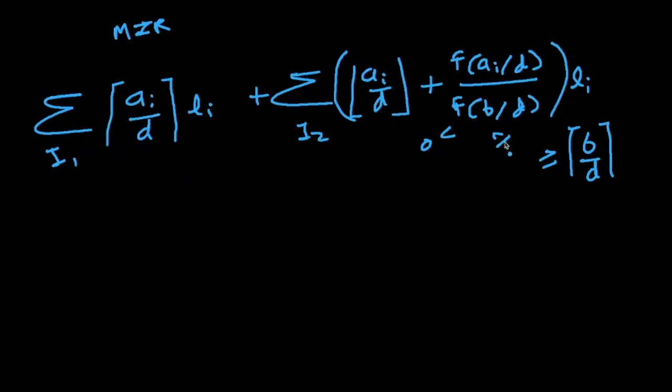So then if this fraction is strictly between 0 and 1, I'll put it in I2, where instead of ceiling, I'll be flooring it, which means taking the value 1 out of it and then adding something which is less than 1. So this coefficient is obviously smaller than if I would have just ceiled it.